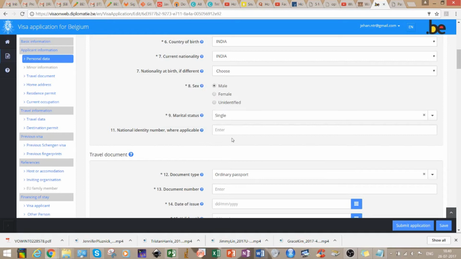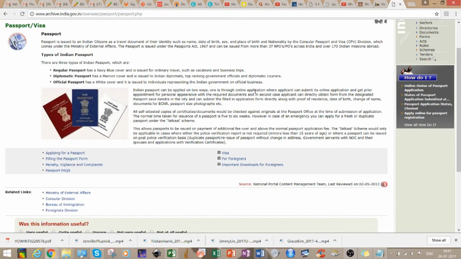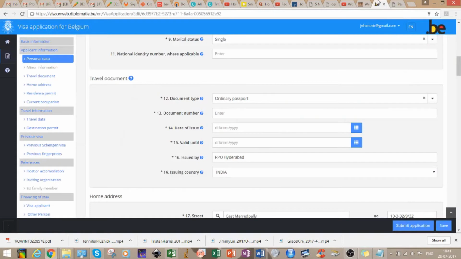Yes, now for example, maybe this is your passport number or Aadhaar card number. This is for that. Your travel document is your passport. There are multiple types of passports, but we are the ordinary passport. Here is a link of the different types of passports and the reasons for them, and I'm just attaching it for the off chance that it might be required in the future. Now, document number, that is your passport number.